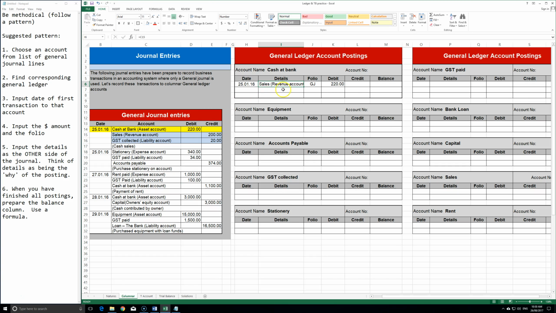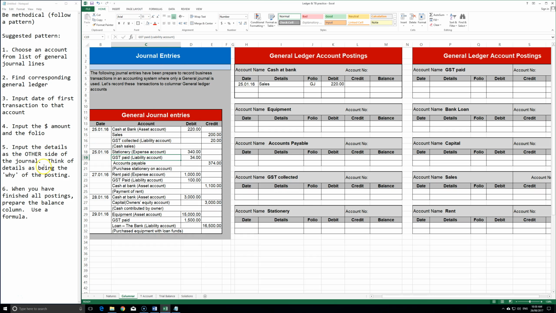All right, now there's another reason not to put things like revenue account after your general journal entries. It just looks much nicer if it's not there. So I have put the other side of the journal, in this case the sales line, as the why behind this increase, this debit of 220 for cash at bank. So as long as you are methodical like that, then you shouldn't have any problems with ledgers at all.